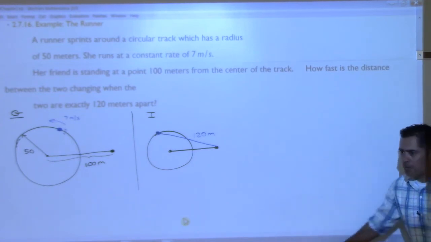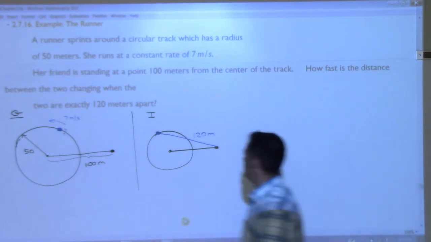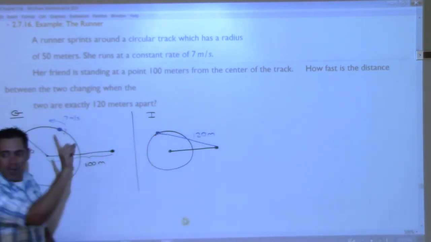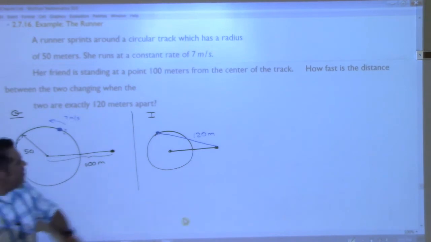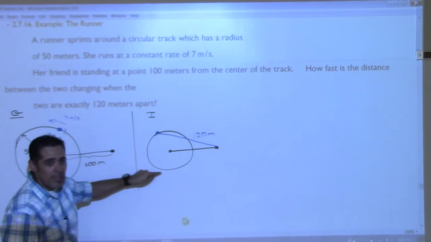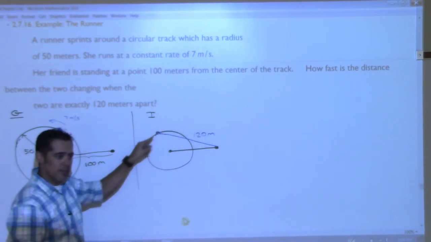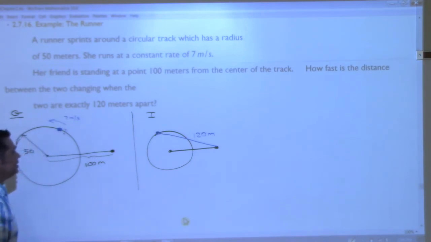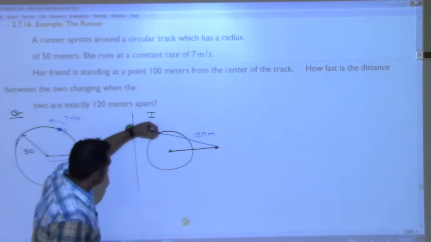Now, isn't there another place where she's 120 meters? How about down here, right? So there's two spots, but I'm only going to look at one. In one of them, she's actually moving away from the stalker. In the other one, she's moving towards the stalker, right? Okay, so that's my instant in time.